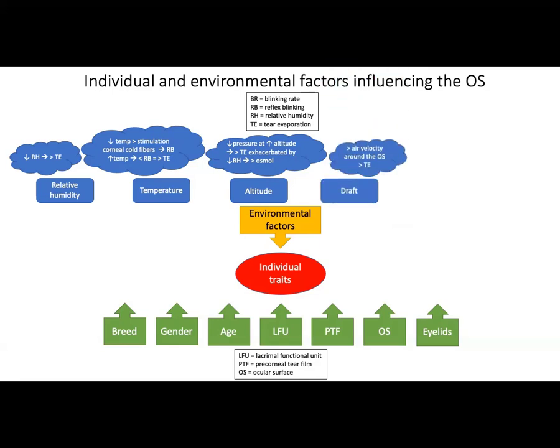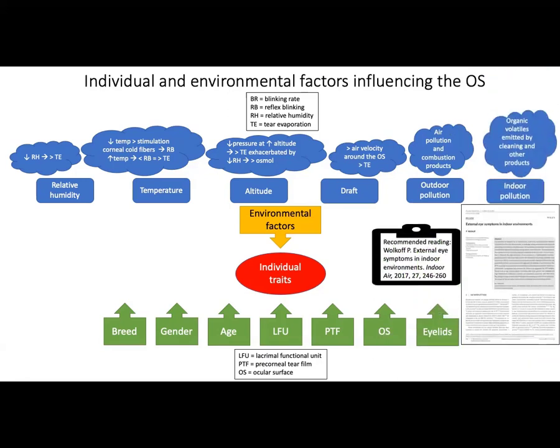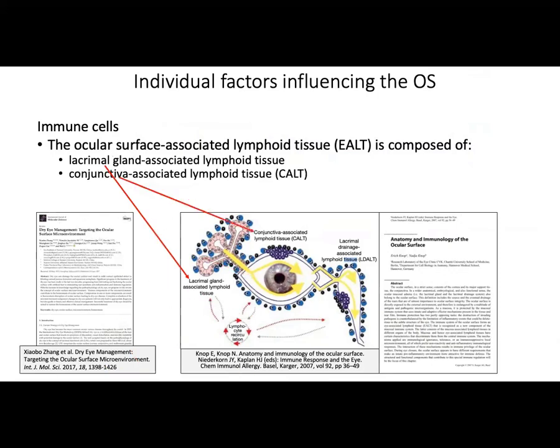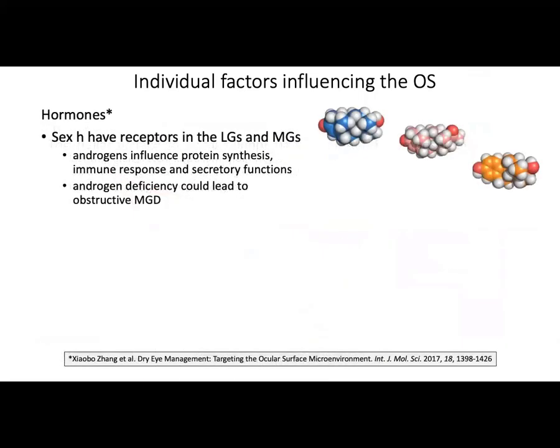The draft, an increased air velocity around the ocular surface increases tear evaporation. And then also outdoor pollution, so air pollution and combustion products, but also indoor pollution, organic volatile compounds emitted by cleaning and other products. So we must consider all these. And individual factors, so immune cells, the ocular surface associated lymphoid tissue that is composed of lacrimal gland associated lymphoid tissue, conjunctival associated lymphoid tissue, lacrimal drainage associated lymphoid tissue, and then hormones.